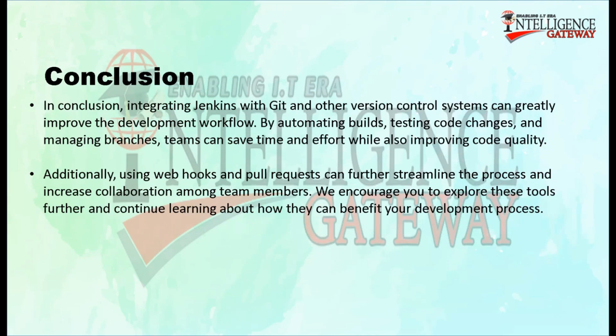Conclusion. In conclusion, integrating Jenkins with Git and other version control systems can greatly improve the development workflow. By automating builds, testing code changes, and managing branches, teams can save time and effort while also improving code quality. Additionally, using webhooks and pull requests can further streamline the process and increase collaboration among team members.